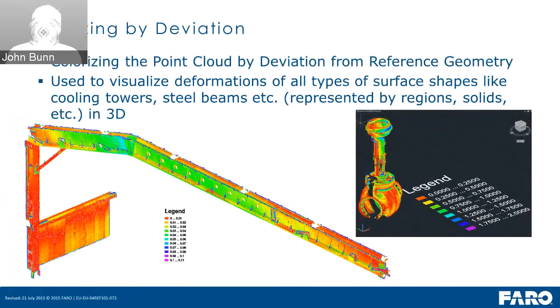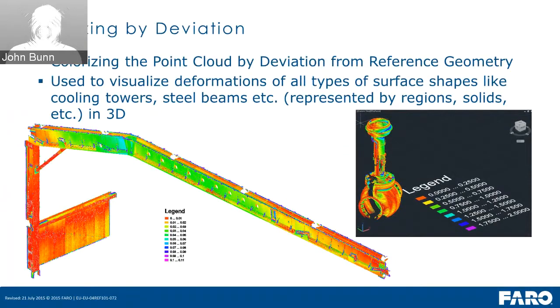Colorizing by deviation. This is very similar to what we had before with the cylinder analysis and planar analysis, when you had the option to export out a point cloud. For anyone who was using that before, essentially what you would do is export a point cloud, and then you would bring that cloud in and change its color mode to intensity. And it would actually be color coded based on its deviation from that object.